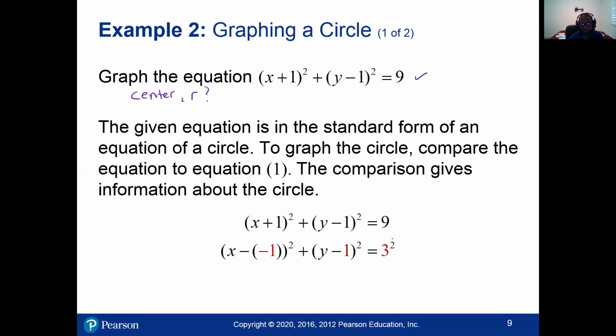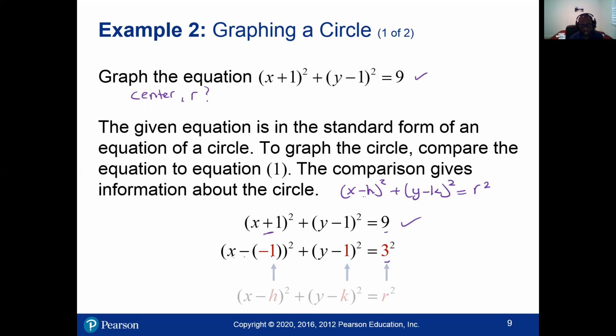Okay, so this is the equation given. Now remember, the standard equation is, let's write it here, (x - h) squared plus (y - k) squared is equal to r squared. So we're going to put it in this form. This is a constant, so that becomes 3 squared, which is equal to 9. And because we have a plus, it is x minus negative 1, so that negative times negative will give me positive, all squared, plus (y - 1) squared.